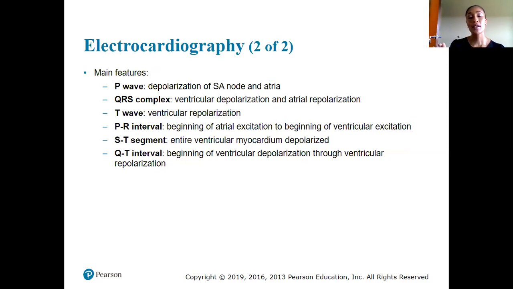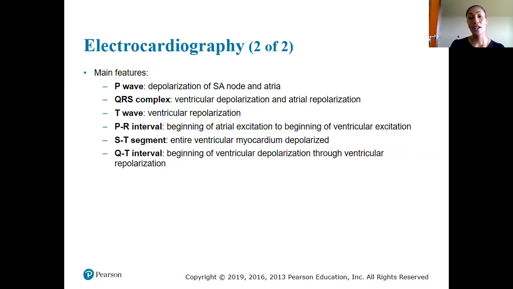The P wave shows us depolarization of the SA node and the atria. That P wave is very important for us to see: is the heart depolarizing as it should? The QRS complex shows us ventricular depolarization and atrial repolarization. The T wave just shows us ventricular repolarization.